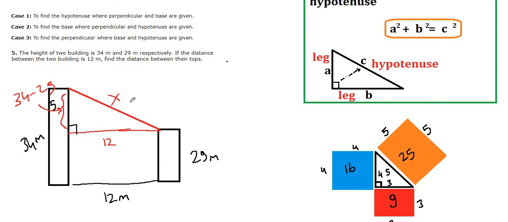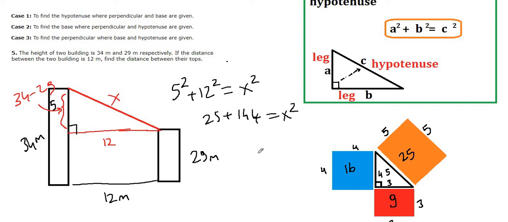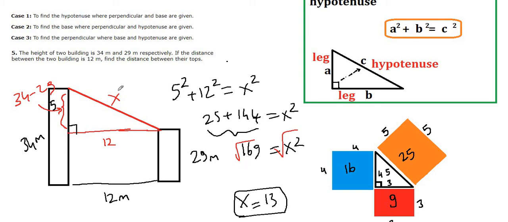So the hypotenuse is missing. So 5 squared plus 12 squared is equal to x squared. 25 is the 5 squared. 144 is the 12 squared, and this is x squared. If we add this up, we obtain 169 equals x squared. And then if we take the square root on both sides, we obtain x as 13. So the distance between their tops is 13 meter.